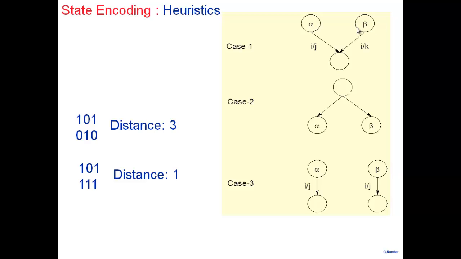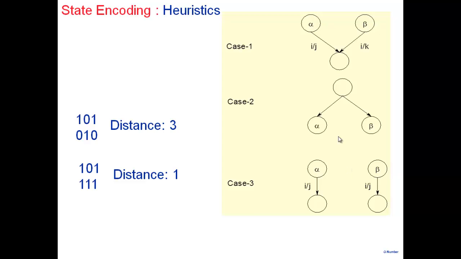If you see a pattern like this, then assign codes to alpha and beta such that the distance between them is minimum. The next case is if you see a state which branches into 2 states, alpha and beta. It doesn't matter what the input output transitions are, but if from one state you see a branch to a state alpha and a state beta, then assign codes to alpha and beta such that the distance between them is minimum. Then in the next case, if you see a state alpha which goes to some state for the same input output transitions, and similarly a state beta which goes to some state for the same input output transitions, then try to assign codes to alpha and beta which are as close as possible.